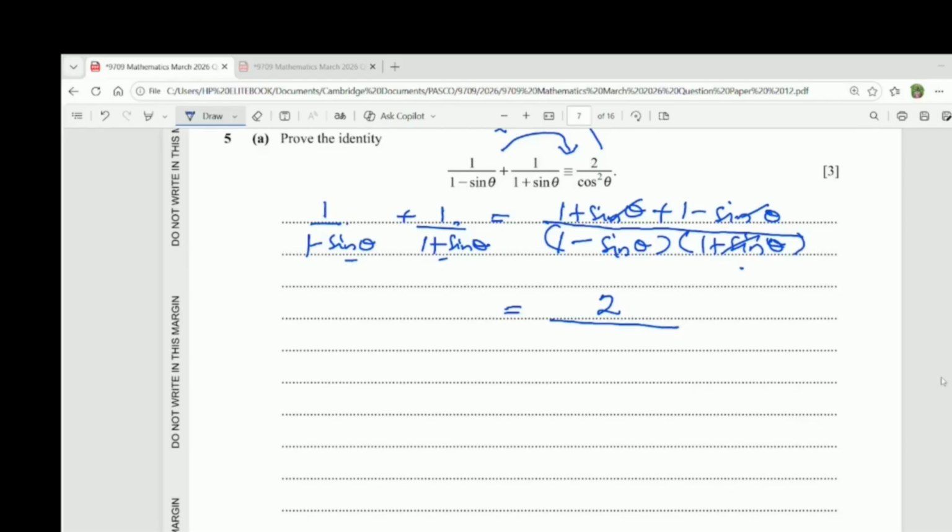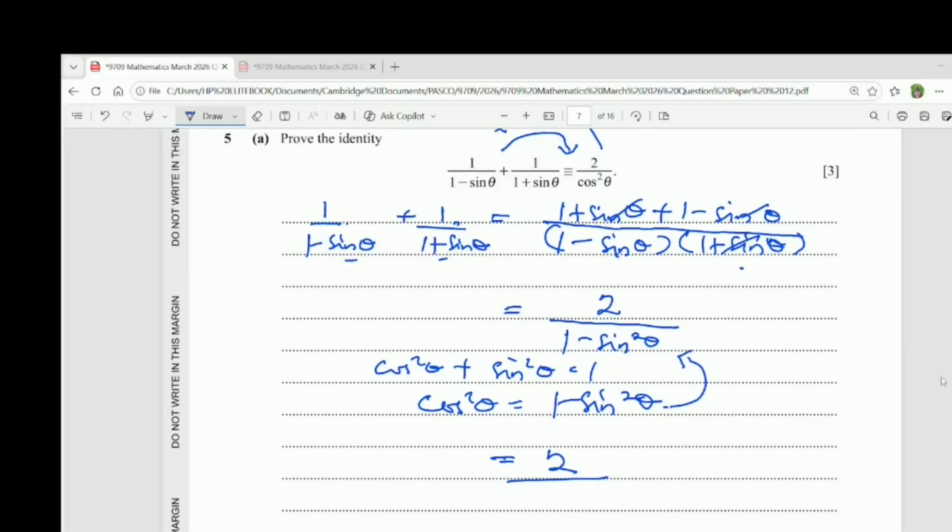So that gives us 1 minus sine squared theta, or 1 squared minus sine squared theta. But we know that cos squared theta plus sine squared theta is equal to 1. That means cos squared theta is equal to 1 minus sine squared theta. So that gets replaced over here. And then our identity now is 2 over, so 1 minus sine squared theta is the same as cos squared theta. And that is what we are required to do.